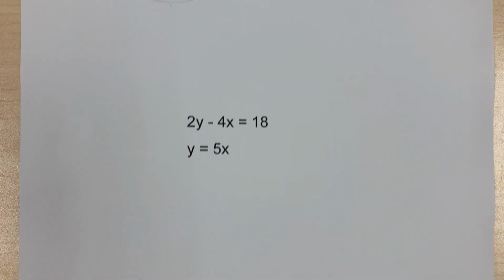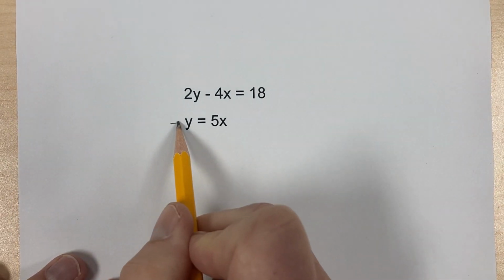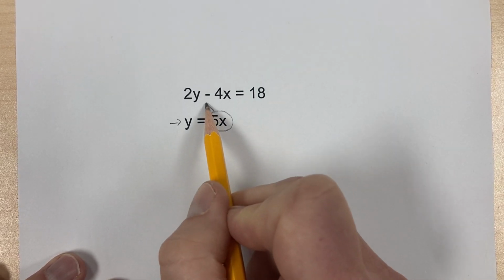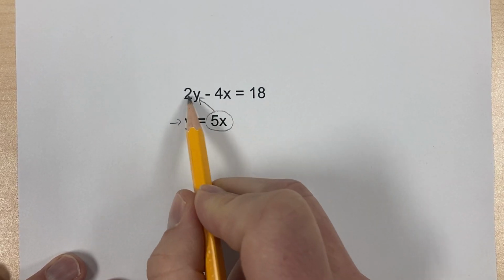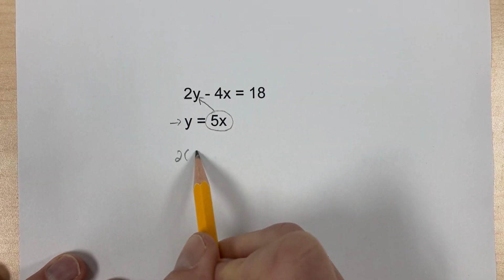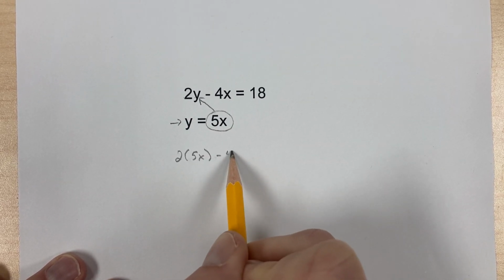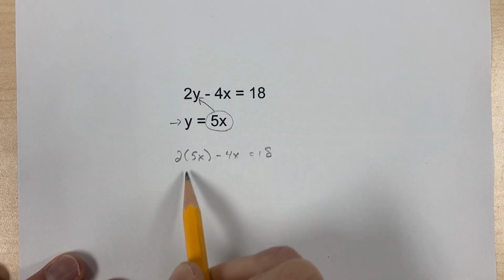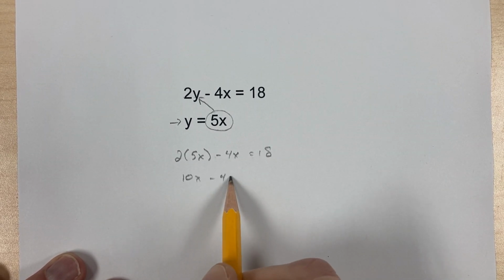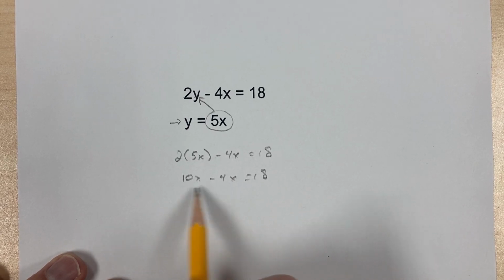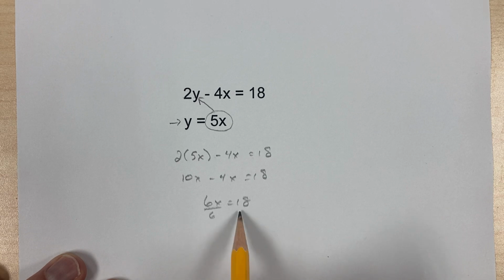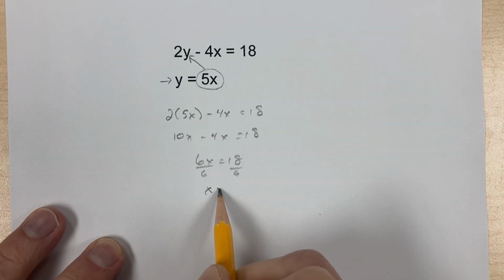All right. Do it here. Here's our variable that's by itself. So we're going to take what it equals to, 5x, and we're going to put that in for y right there. So instead of 2 times y, we're going to go 2 times 5x minus 4x equals 18. We're going to multiply. 2 times 5x is 10x. And then 10x minus 4x will give us 6x. Divide by 6, and we'll get x equal to 3.